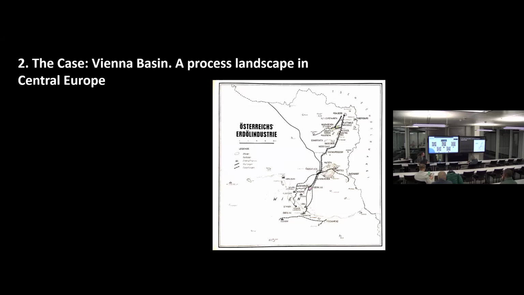And now we already jump into the Vienna Basin. Has any one of you ever heard about oil and gas in the Vienna Basin? Maybe not so many people. It is even so among Austrians and among people in Vienna.